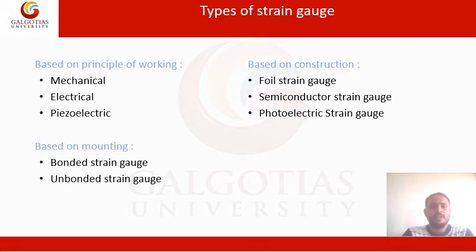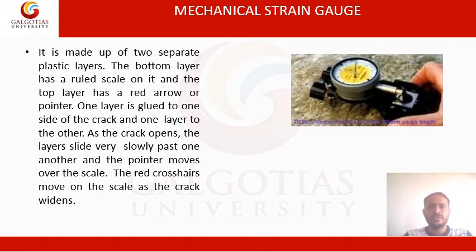And of both of these, we will mostly see that the bonded type of strain gauge is used widely. Based on the construction, strain gauges are classified as foil strain gauge, semiconductor type of strain gauge and photoelectric type of strain gauge. So we will discuss some of the strain gauges among these. Now let us discuss different types of strain gauges one by one.